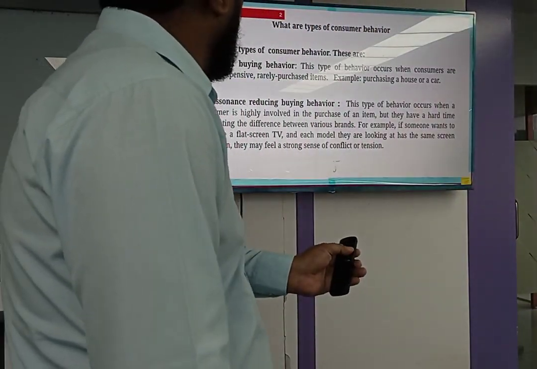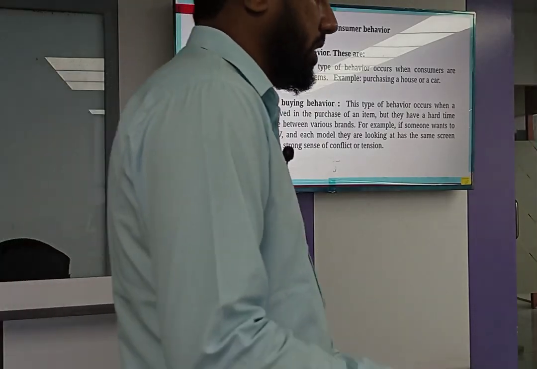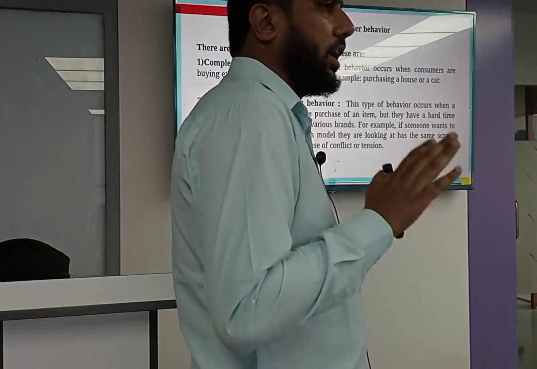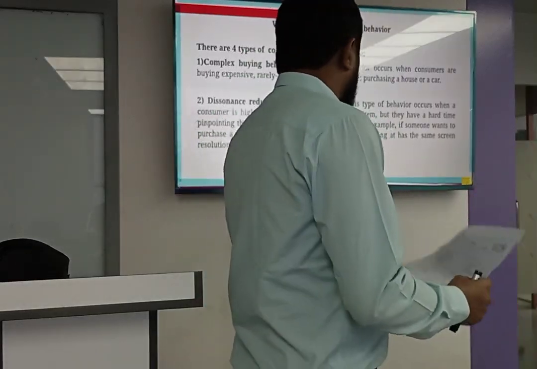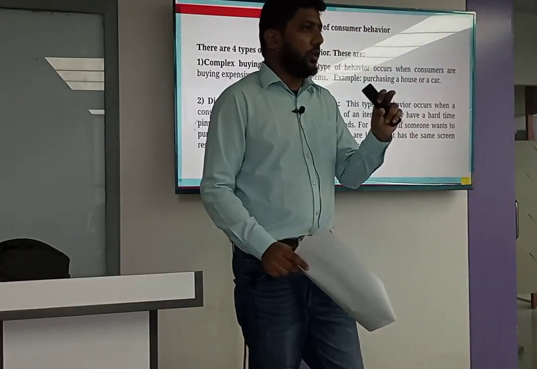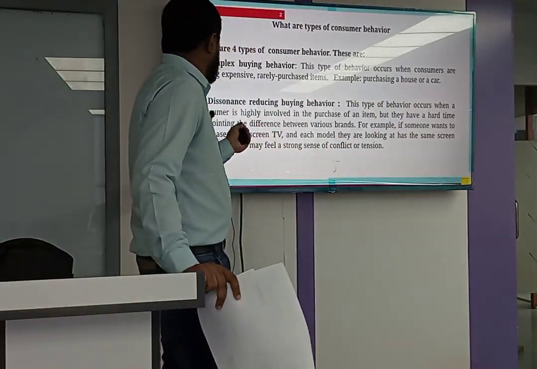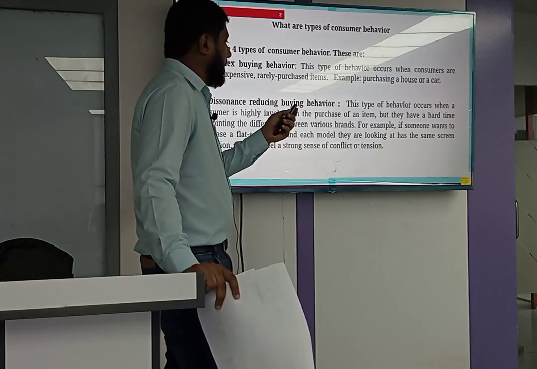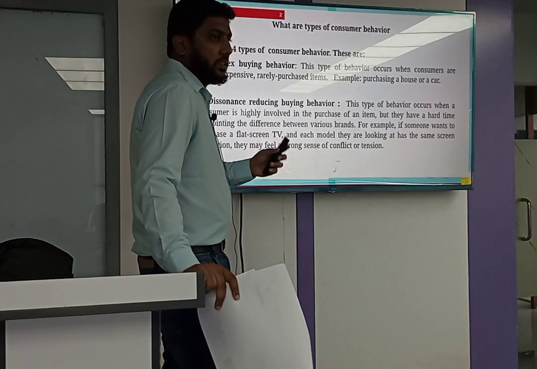This type of behavior occurs when a consumer is highly involved in purchasing of an item, which means the person is highly involved with the buying of the product. That means he or she does research on the product every day, or has an idea of the product. But they have a hard time pinpointing the difference between various brands, like which one is good and which one is bad. For example, if someone wants to purchase a flat screen TV and each model they are looking at has the same screen resolution, they may feel a strong sense of conflict or tension.